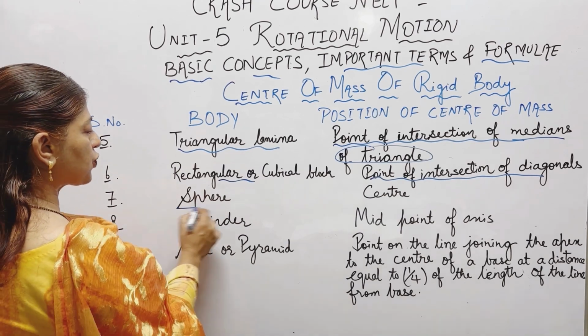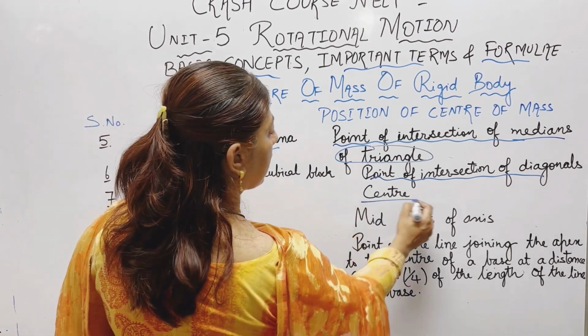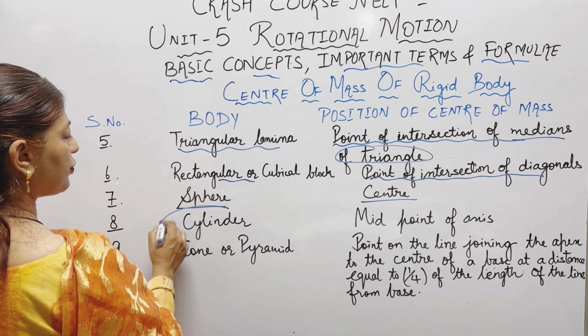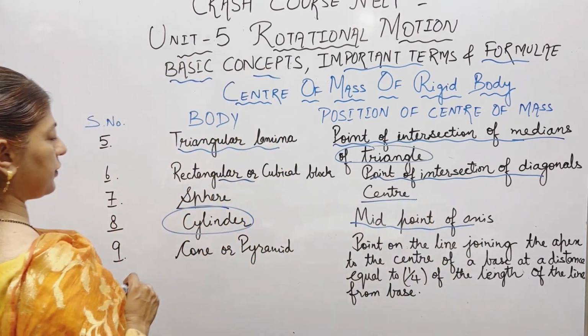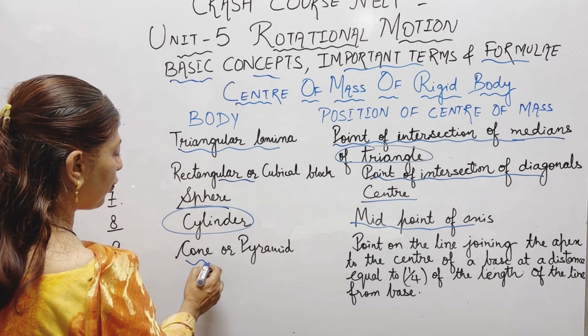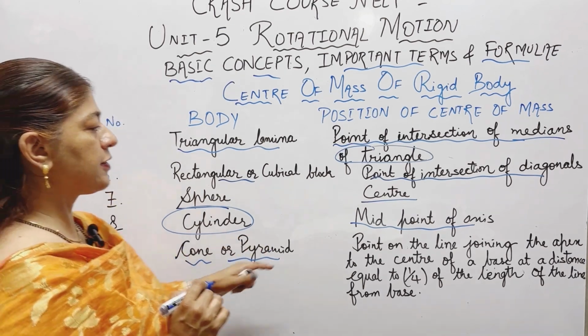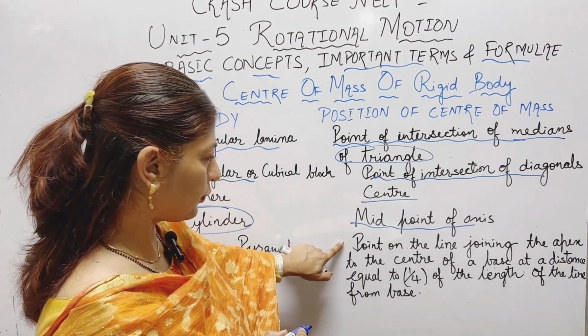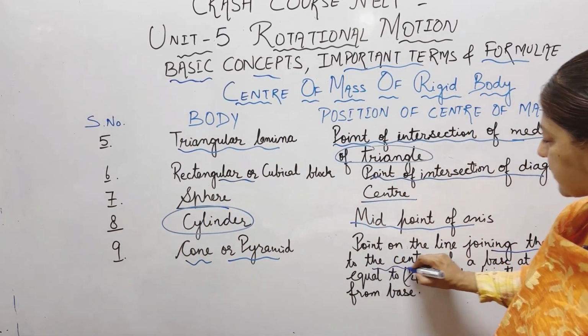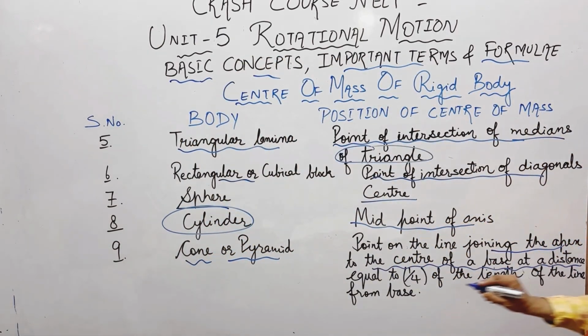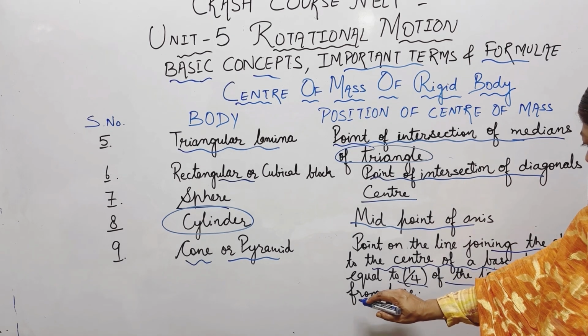If we are talking about a sphere, then the center of mass will lie at the center. About a cylinder, the midpoint of the axis of the cylinder. If we are talking about a cone or pyramid, its center of mass will lie on the line joining the apex and the center of the base, at a distance of 1/4 of the length of the line from the base.